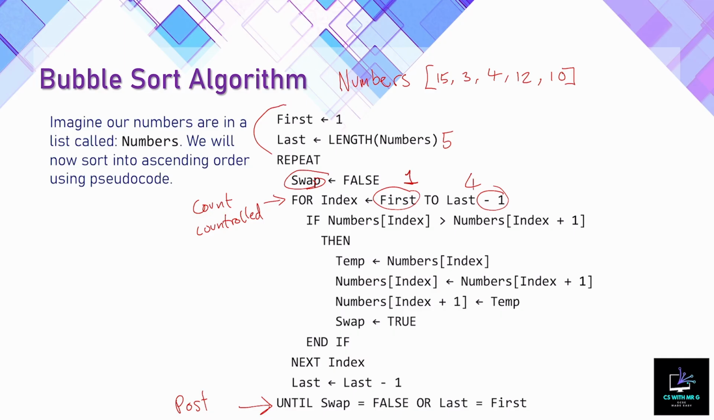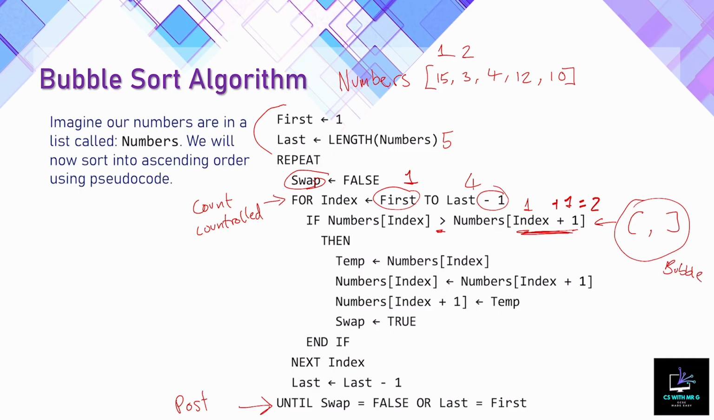So the first thing we do is check if the number in the position index, which is 1, so the number here is 15, we're checking if it's more than the number in position index plus 1. So index is currently 1, and 1 plus 1 equals 2. So that means we're going to check in index position 2. So this line here literally means check the 2 numbers in the 2 positions. And this is what we call our bubble. So we're checking the numbers within this bubble.